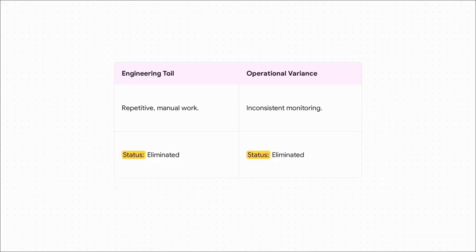You're freeing up your brilliant engineers to do what they do best, build cool stuff that actually matters to the business. So let's be crystal clear about what we're fixing here. Engineering toil is that soul-crushing, repetitive, manual work that adds no real value. And operational variance? That's when every team is off in their own world doing monitoring their own way, making it impossible to get a consistent view of anything. The starter kit just eliminates both. It automates away the toil and it enforces a standard, ending the variance.